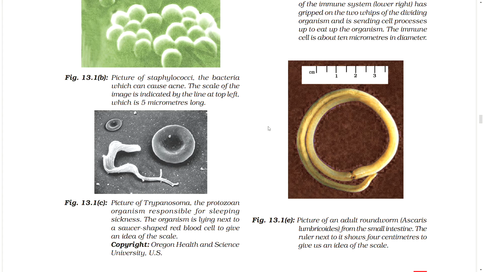Figure E. Picture of an adult roundworm, Ascaris lumbricoides, from the small intestine. The ruler next to it shows 4 centimeters to give us an idea of the scale.